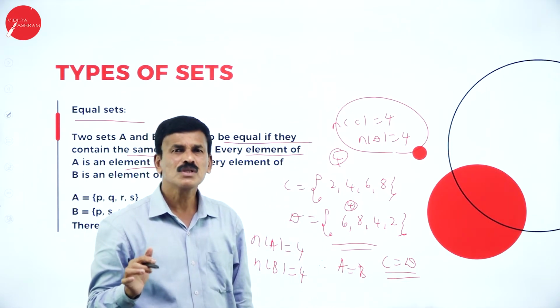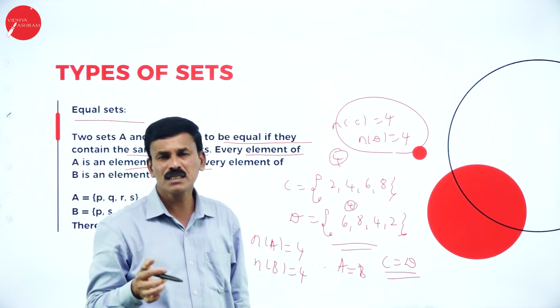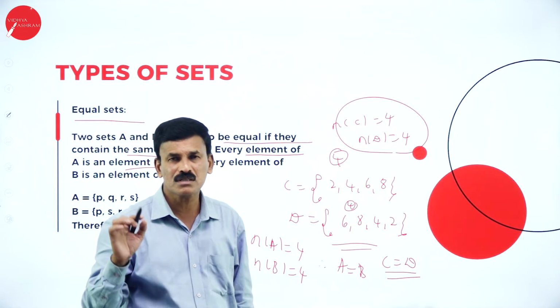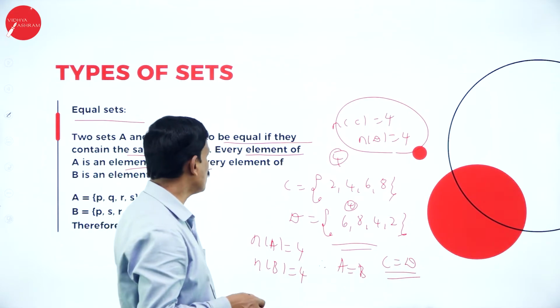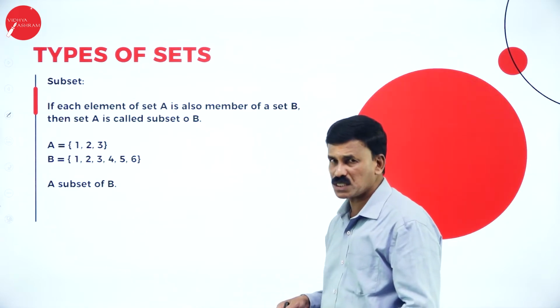So, in general, if two sets have the same elements and the number of elements is also the same, then they are called equal sets. That's it. Now, let us come to the next very important concept, subset.